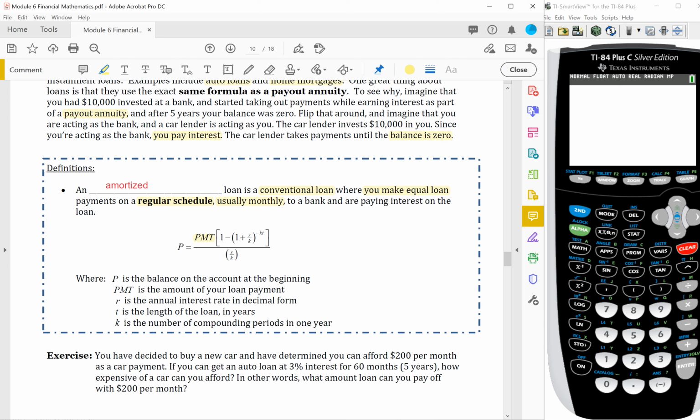So again, P is your balance on the account at the beginning. Your payment is the amount of your loan payment. R is your annual interest rate in decimal form. T is the length of the loan in years. And K is the number of compoundings in 1 year, and normally this will be 12 times per year.